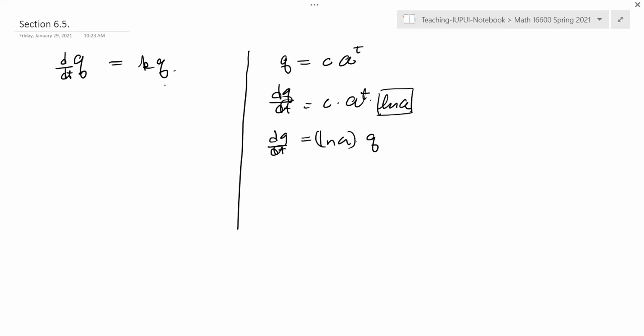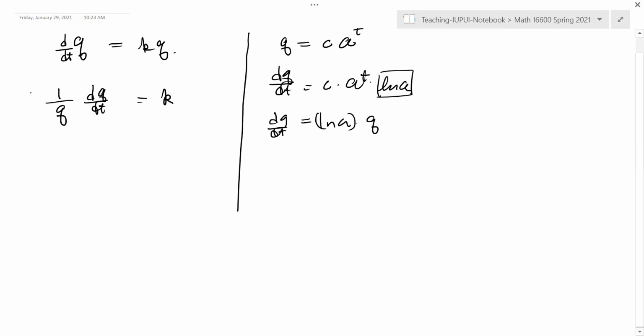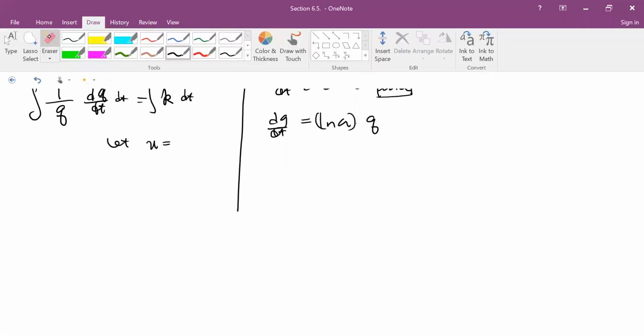How do you solve it? Well, I divide both sides by Q, then you get k. Then I integrate with respect to t. Can I do that? Now, how about the left-hand side? Use substitution. Actually just let it be Q. I don't need to introduce a new variable, Q is already the quantity.